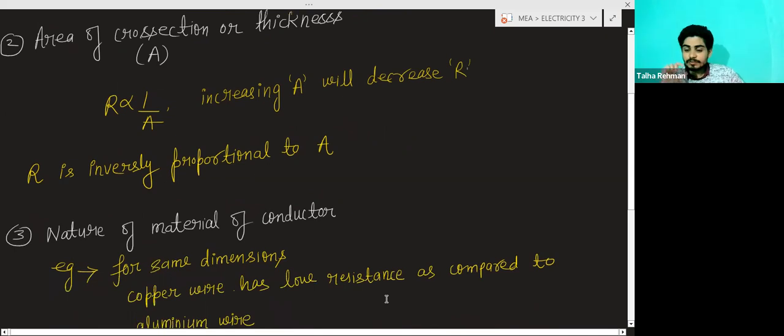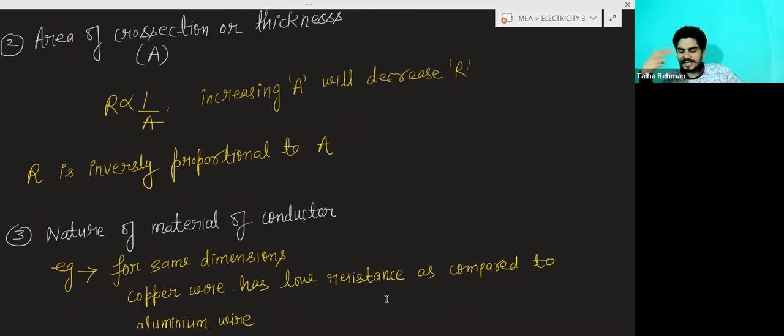So if you change the material of the conductor, there will also be a change in resistance; it can decrease or increase, depending upon the nature of the material. Suppose initially you have an aluminium wire, aluminium wire of the same dimension will have more resistance, but if finally you take the copper wire, it will have less resistance.